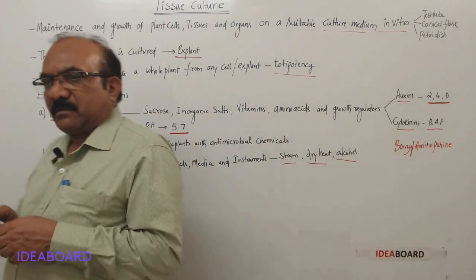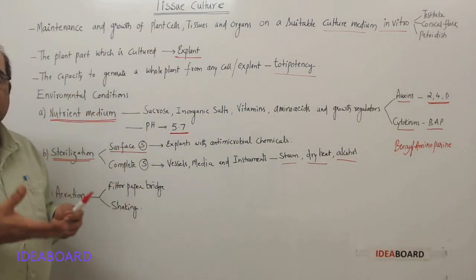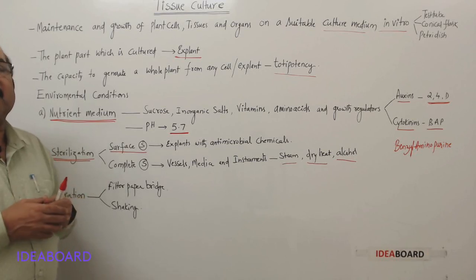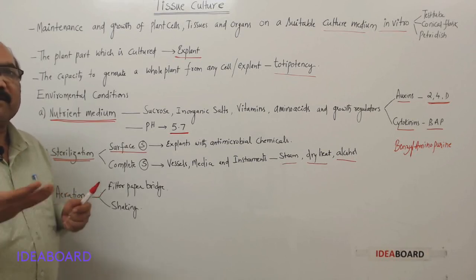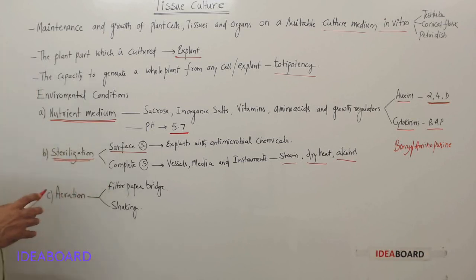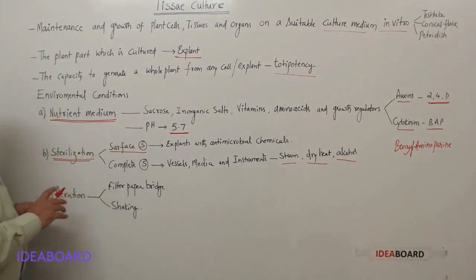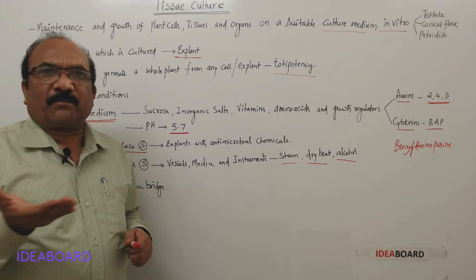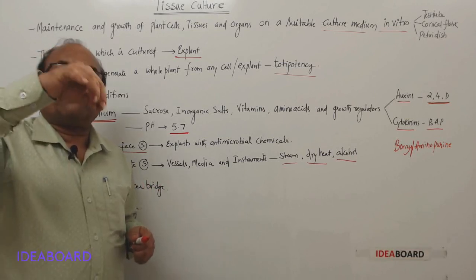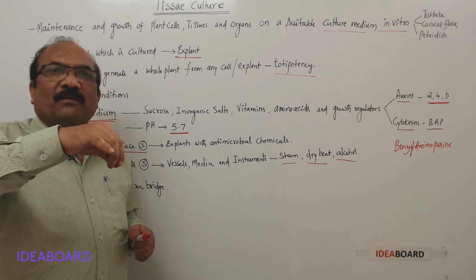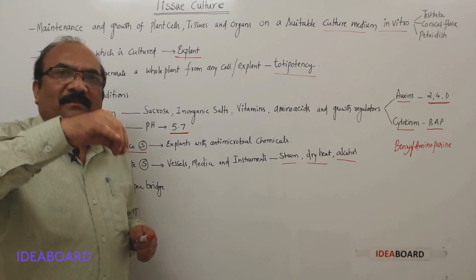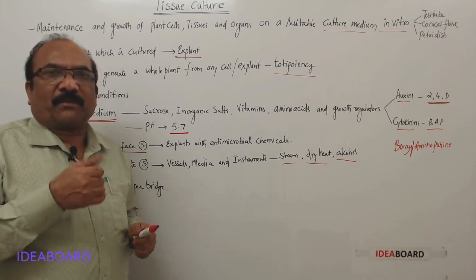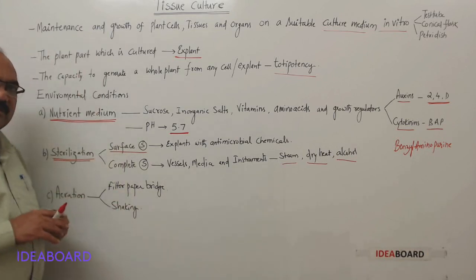And the next one, you see this: the tissue or the cell or the explant, whenever you are going for culturing, that requires aeration for respiration. And how is that aeration provided? Remember that if the culture medium is in a liquid state, then we keep one filter paper. Over that, we keep the cell or the tissue or the explant, which will absorb the nutrients through that filter paper. So that is called filter paper bridge.